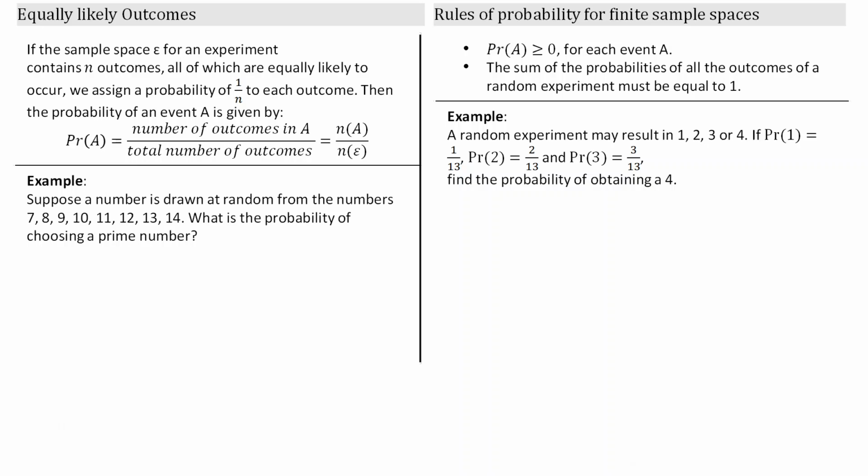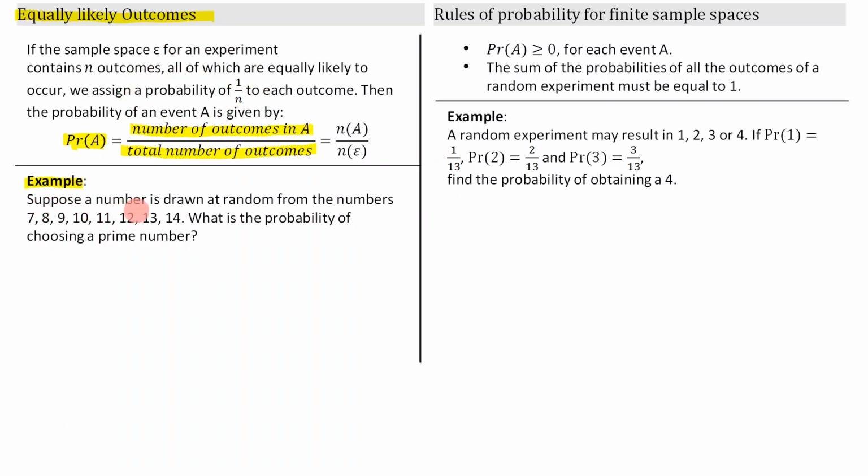We are now going to talk about equally likely outcomes. If the sample space for an experiment contains n outcomes, all of which are equally likely to occur, we assign a probability of 1 on n to each outcome. Then the probability of event A is given by the number of outcomes of A divided by the total number of outcomes. Let's go through an example now, which will explain what all of this means.